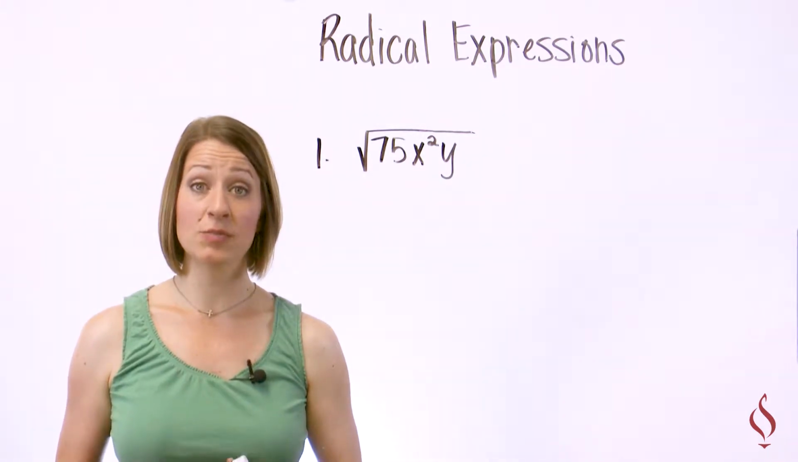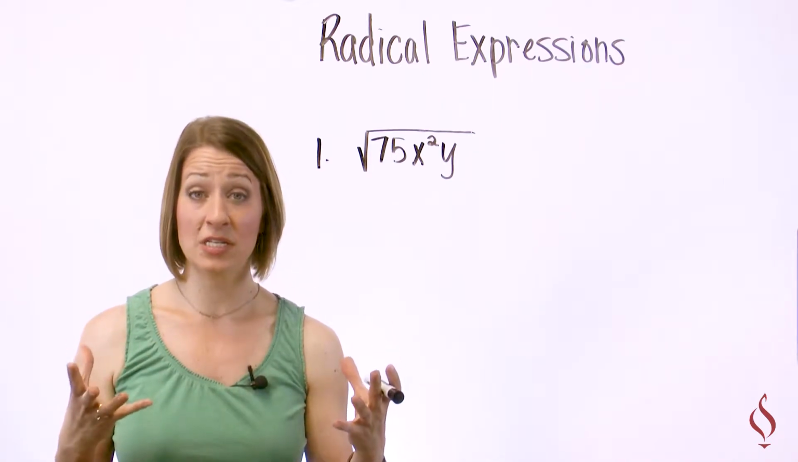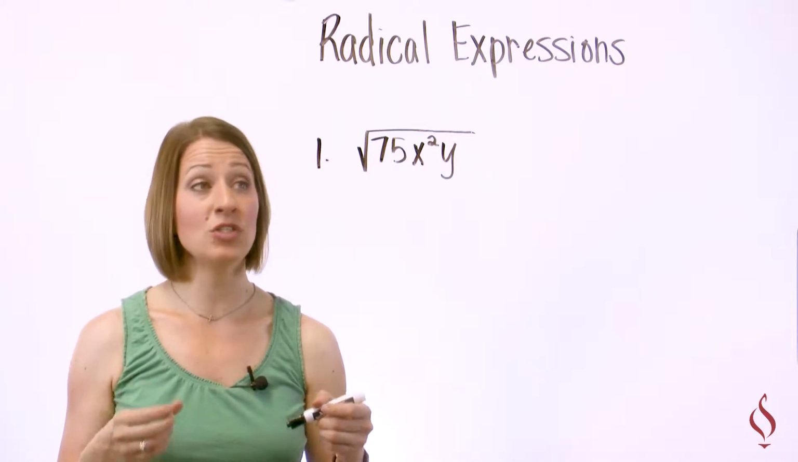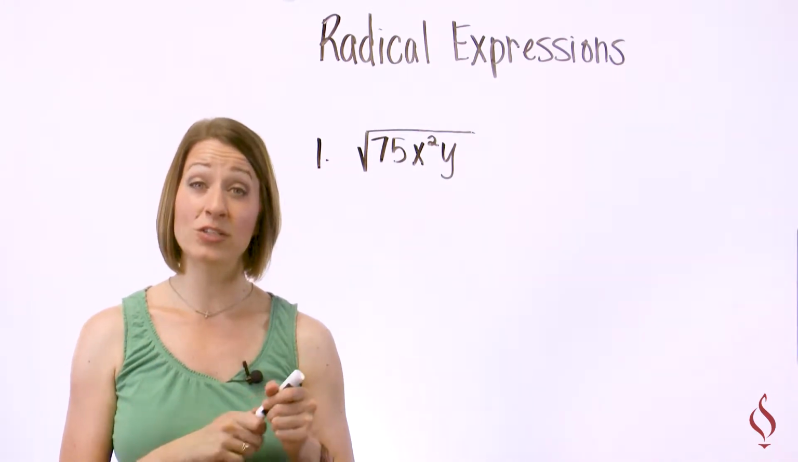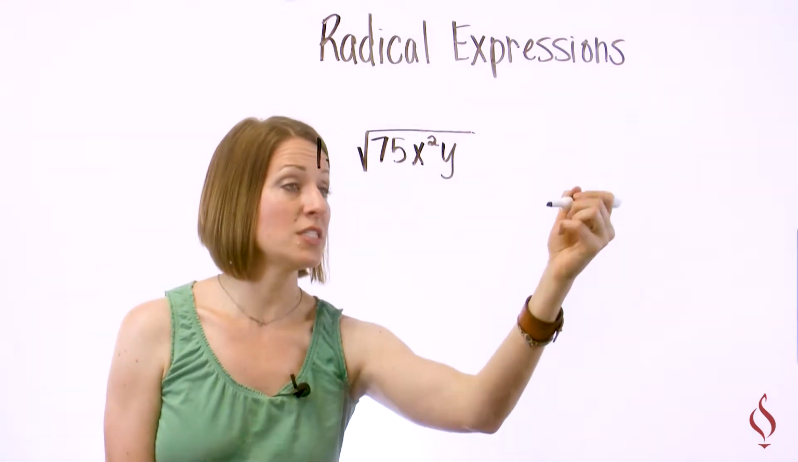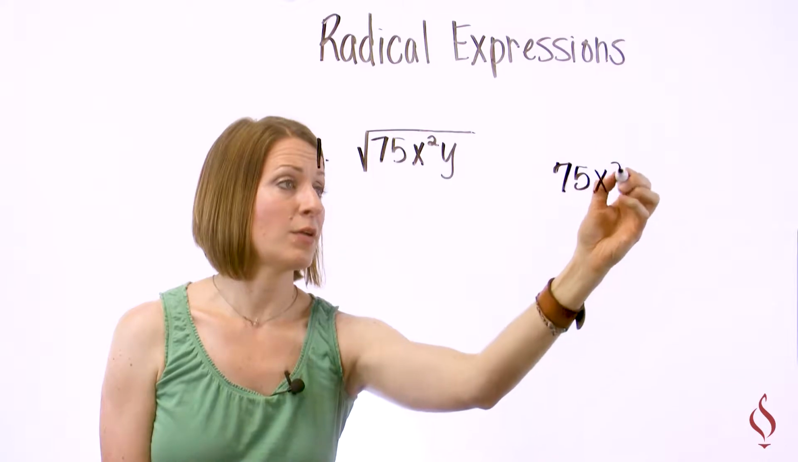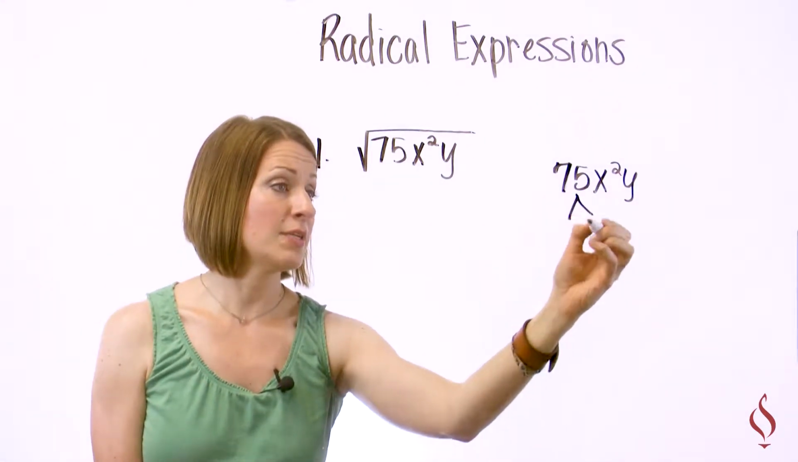The first thing I want you to do is take the expression underneath the radical symbol and find the prime factorization of that expression. What that means is I want you to take 75x squared y and write a factor tree. So I'm going to come over here to this side. I'm going to write that expression again and start breaking it down.